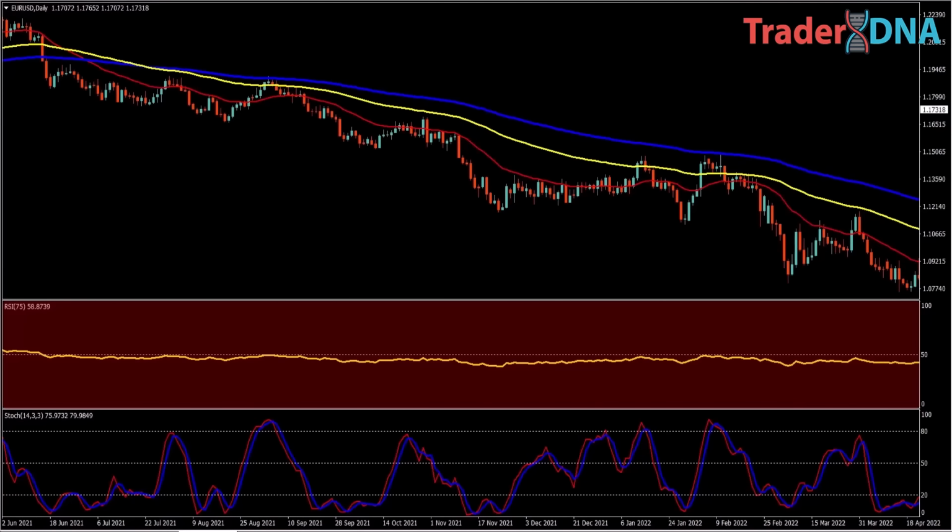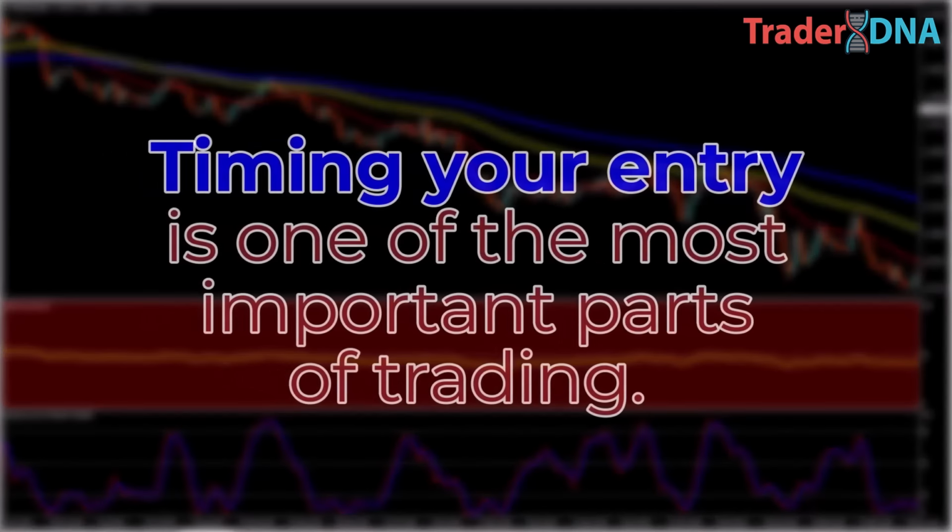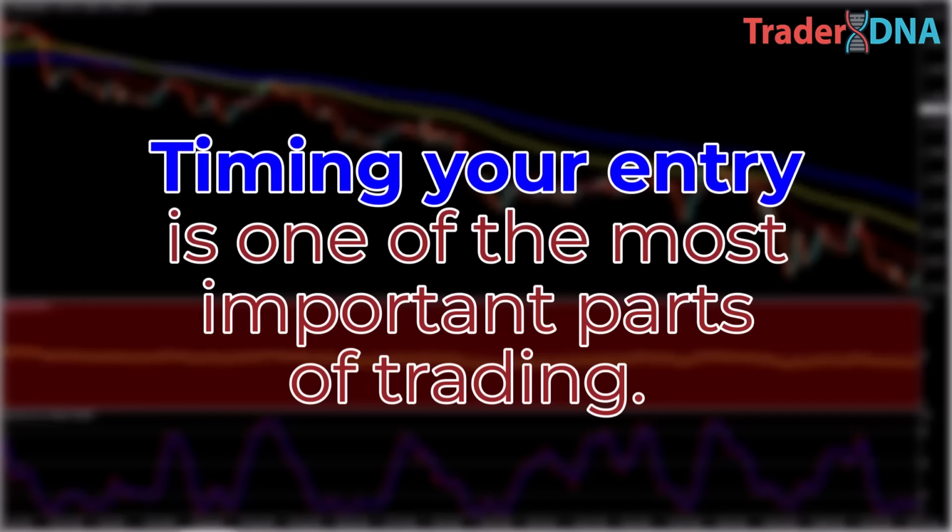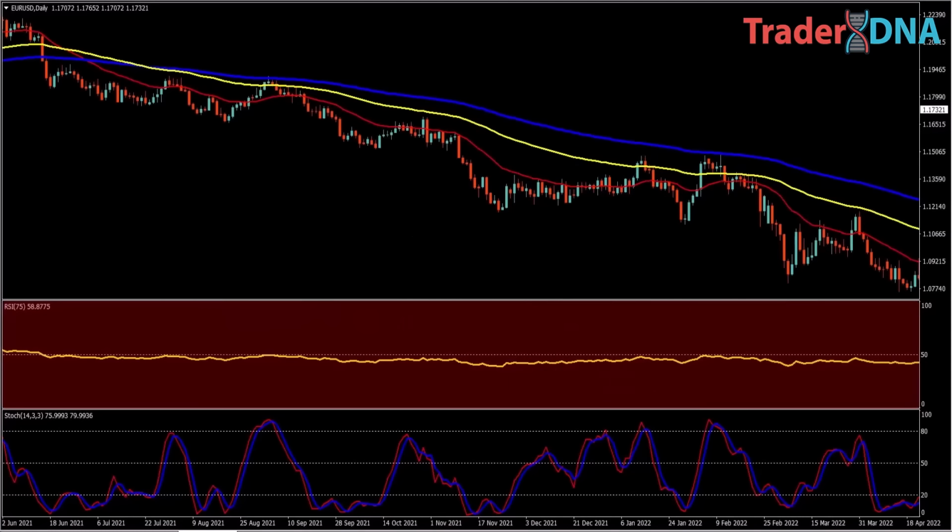Now, let me be super clear. Timing your entry is one of the most important parts of trading. Like seriously, you could get the trend right, the direction right, even the market right. But if your entry is off by just a little, boom, you get stopped out, lose confidence, and the market runs without you. Not fun.